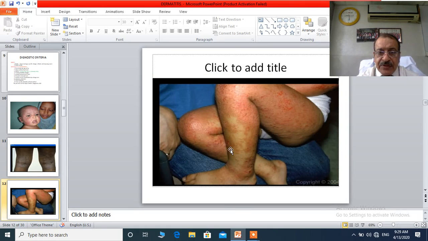Then look at this picture. This is another example of atopic dermatitis. The extensor surfaces are involved and there is excoriation, and at some areas there may be secondary bacterial infection. So this picture also shows atopic dermatitis involving the extensor surfaces.